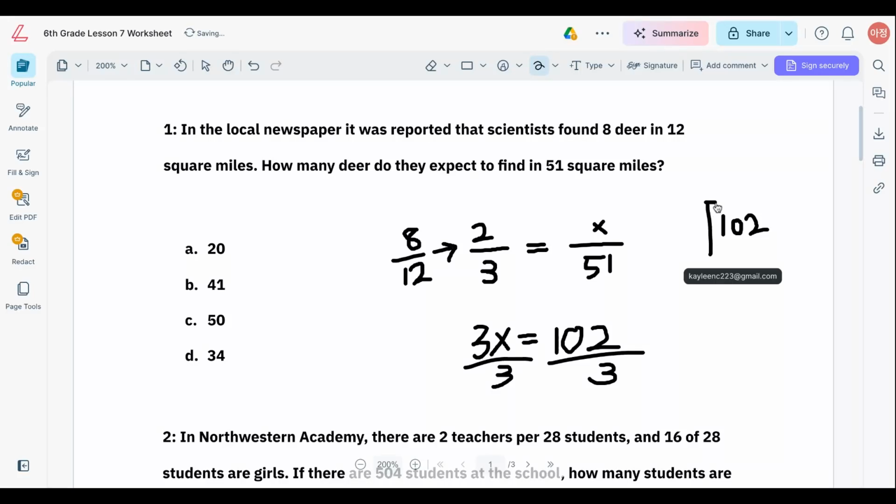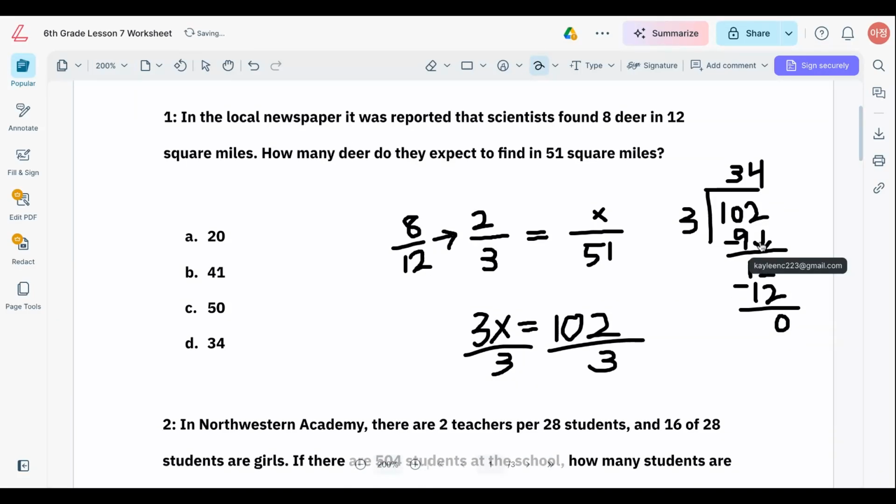102 divided by 3. Now 3 doesn't go into 1, but it goes into 10 3 times. That is 9, minus, is 1. Bring down the 2. 12. Now 3 goes into 12 4 times, and 4 times 3 is 12. So that is the end of our division. And so 34 would be x. So D is the correct answer. All right.